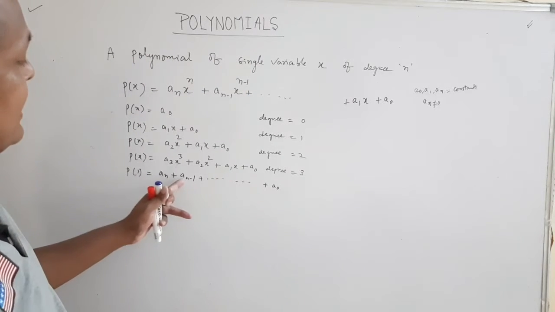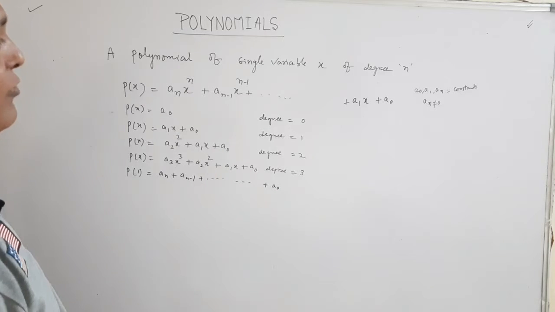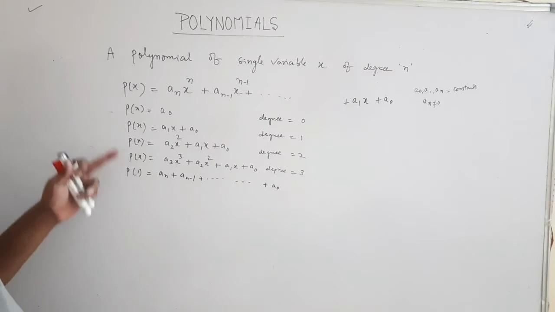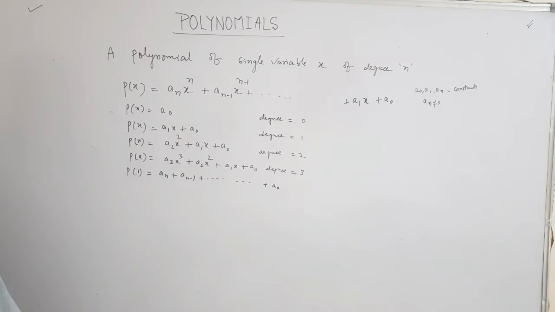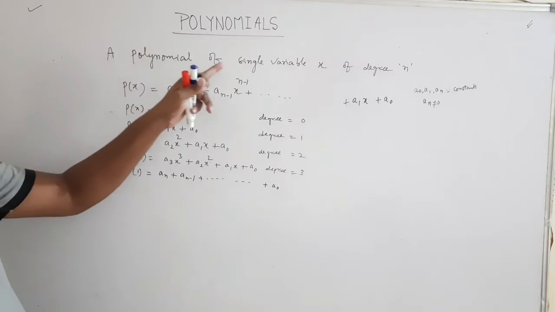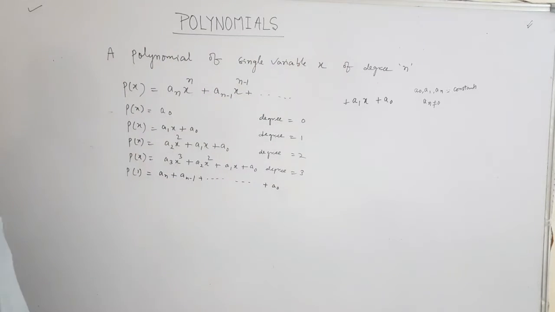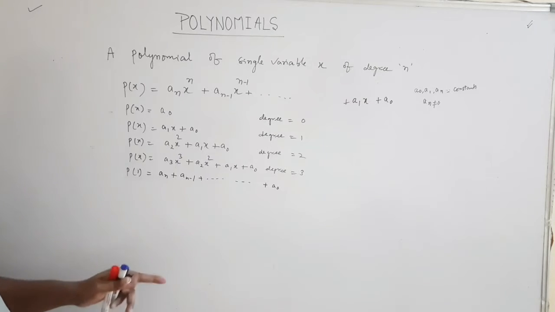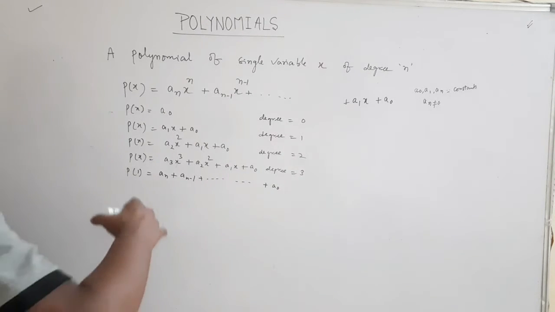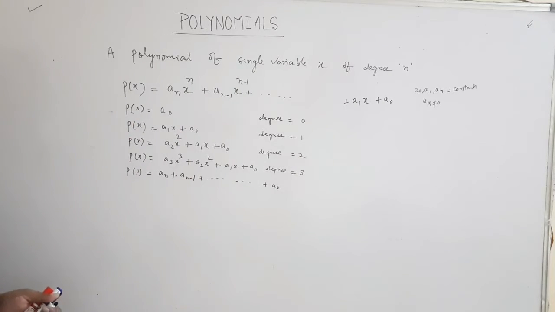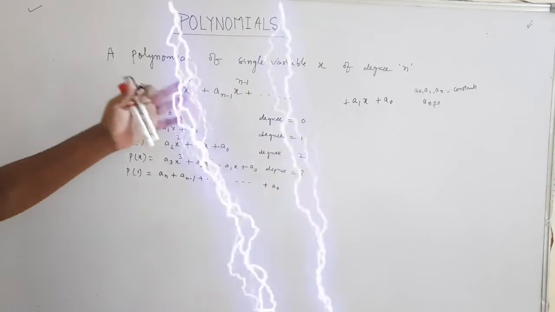And if any one of these coefficients is a complex number, then that specific polynomial will become a complex polynomial. But we are not discussing complex polynomials, we are discussing only real valued polynomials. So now I need to clear my screen, and then you can understand how to use them in our mathematical applications.